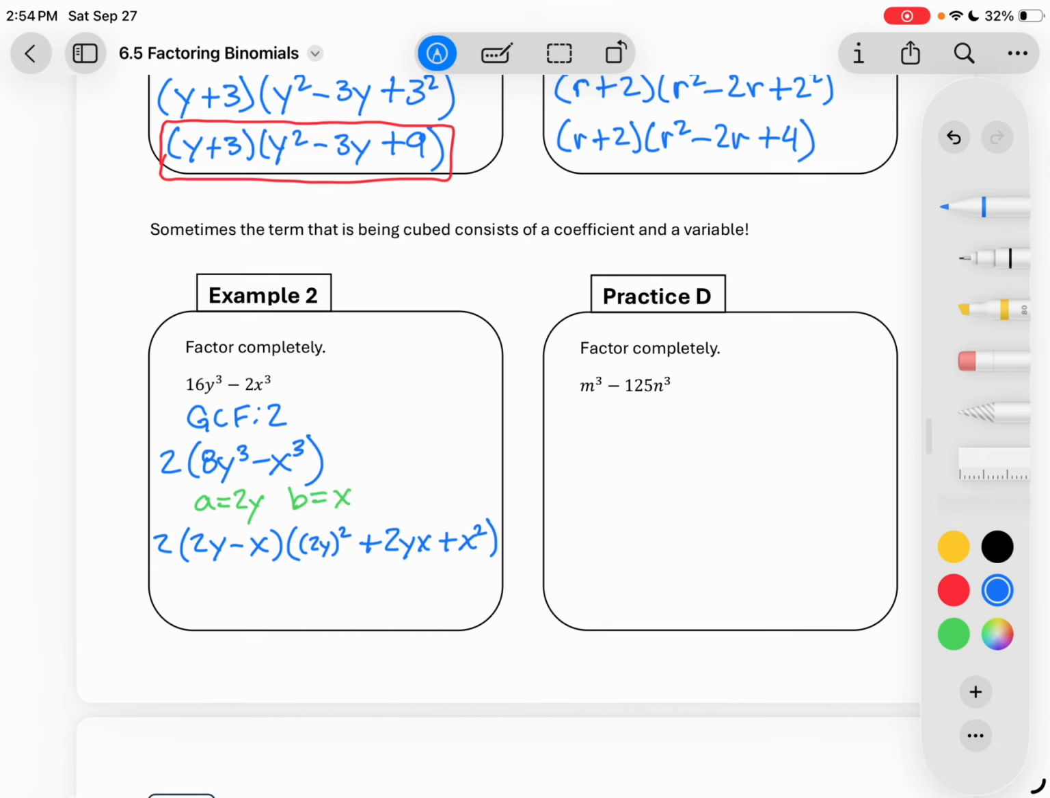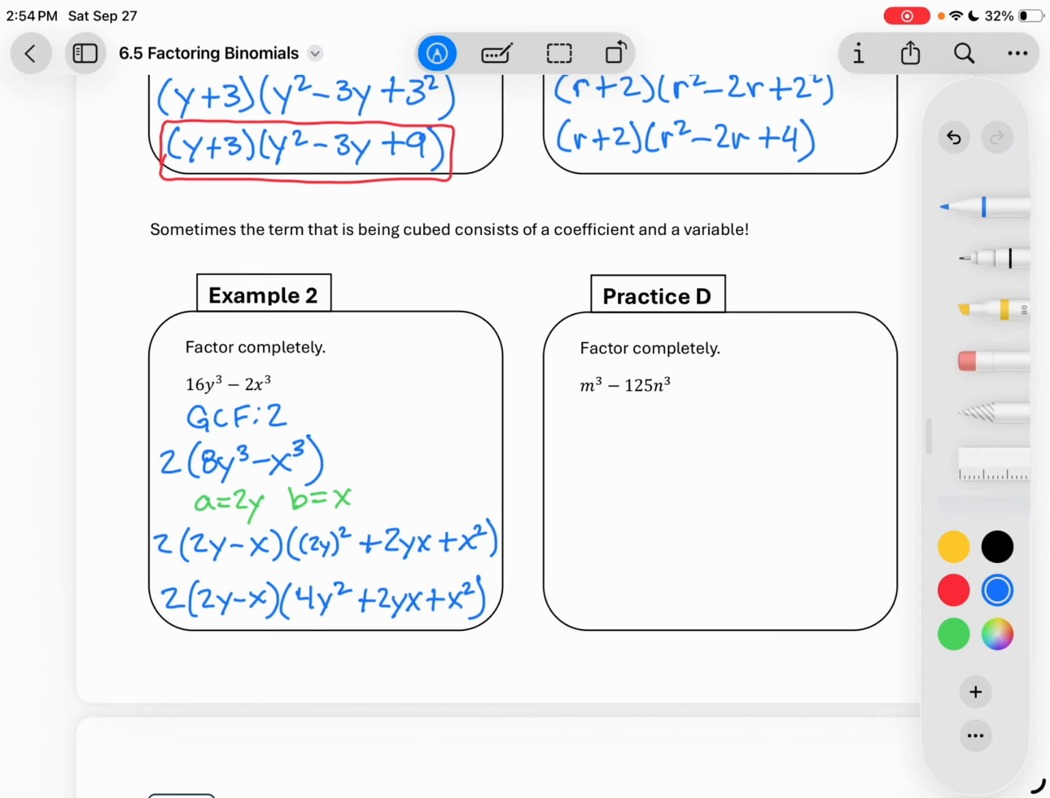So we can clean this up a little bit to get a final result. We'll have 2 on the outside and then 2y minus x. And then this is where I can clean that up a bit. 2 squared is 4, and then y squared is just y squared. And then the others can just stay the same. And that would be the result for example 2.